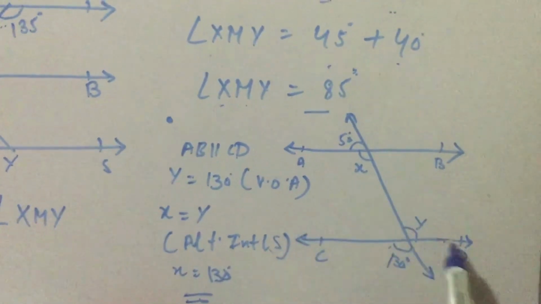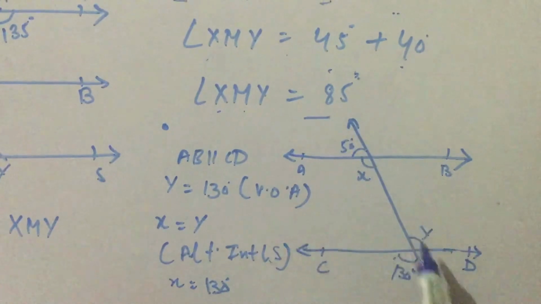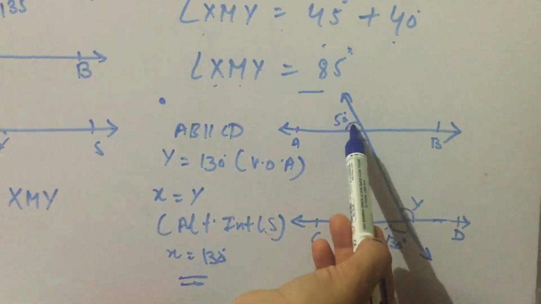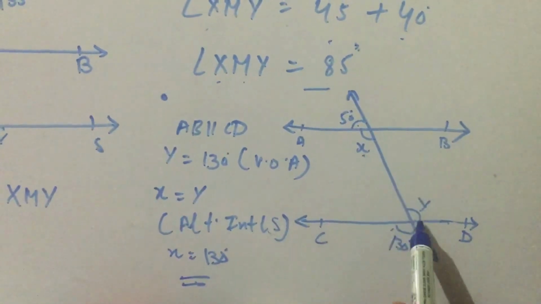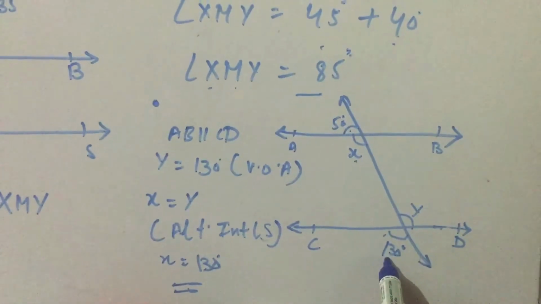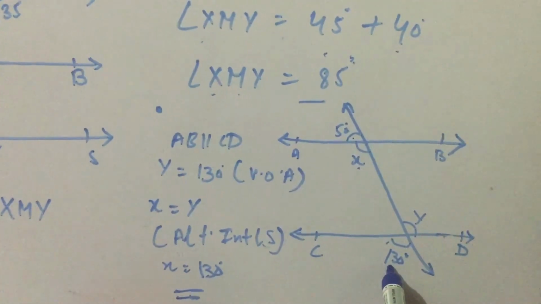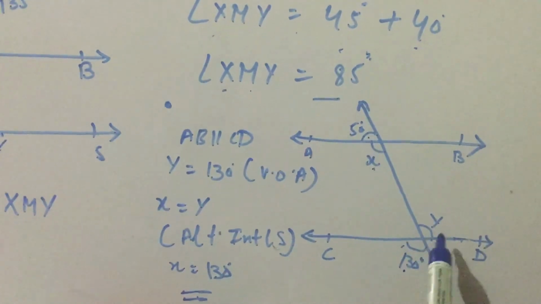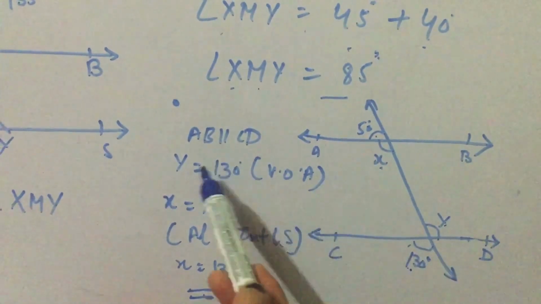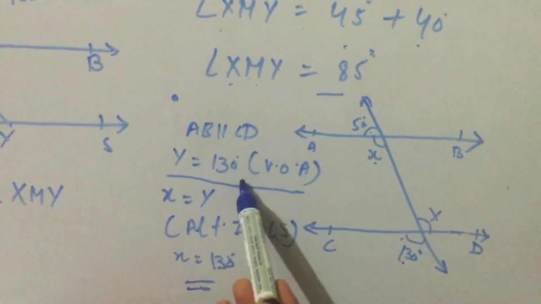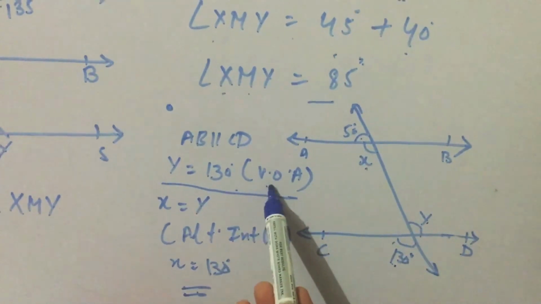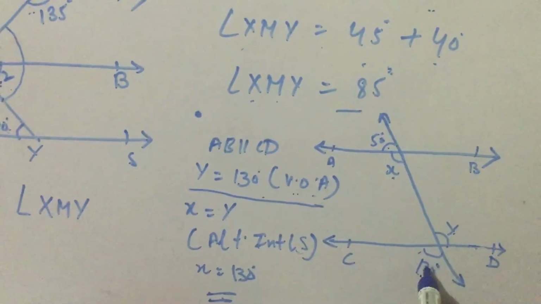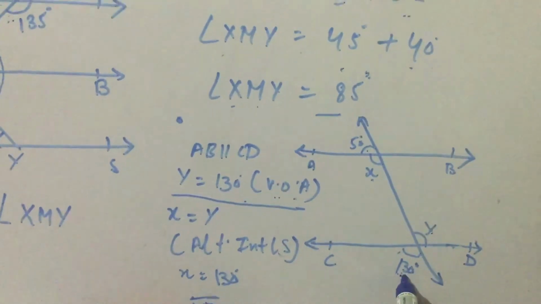One more figure is given. AB parallel CD, and this line is a transversal. This angle is 50 degrees. This is X, this is Y, and this is 130 degrees. We have to find the values of X and Y. AB parallel CD is given. So very simple. Y equals 130 degrees by vertically opposite angles.